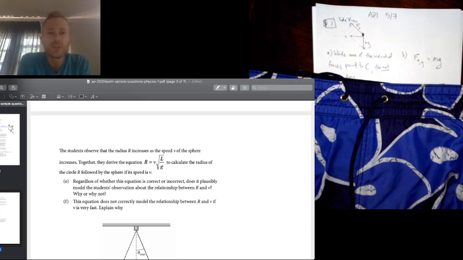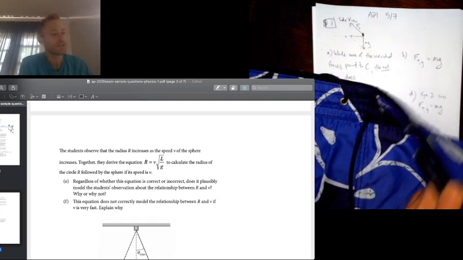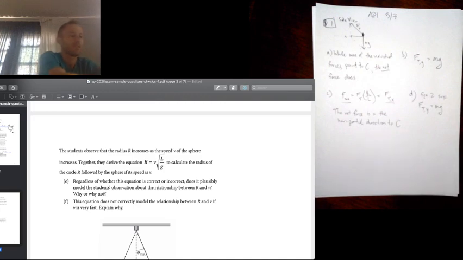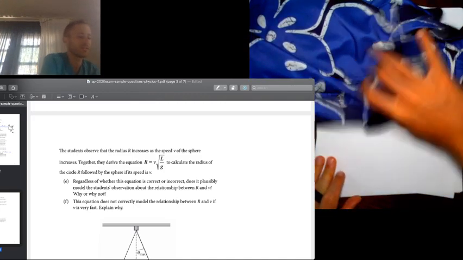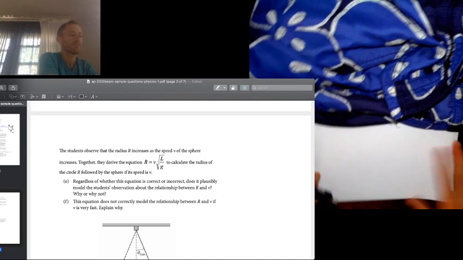All right, students observed that the radius r increases as the speed of the sphere increases. Regardless of whether this equation is correct or incorrect, does it plausibly model the student's observation about the relationship between r and v? Why or why not? Okay, I don't want to overexpose it, so I'll partially expose the piece of paper like that.